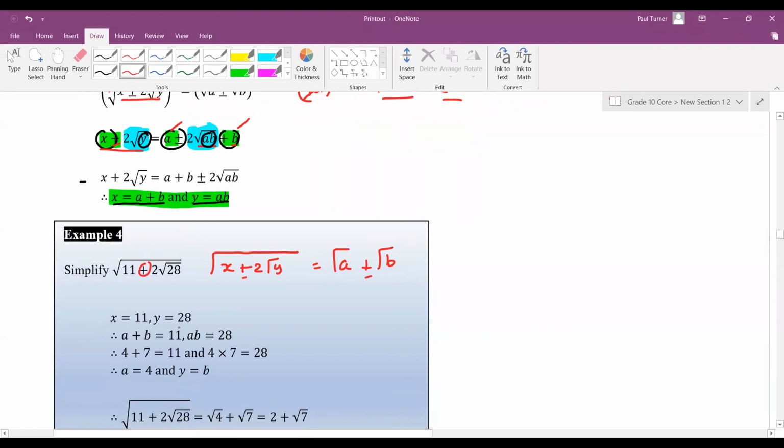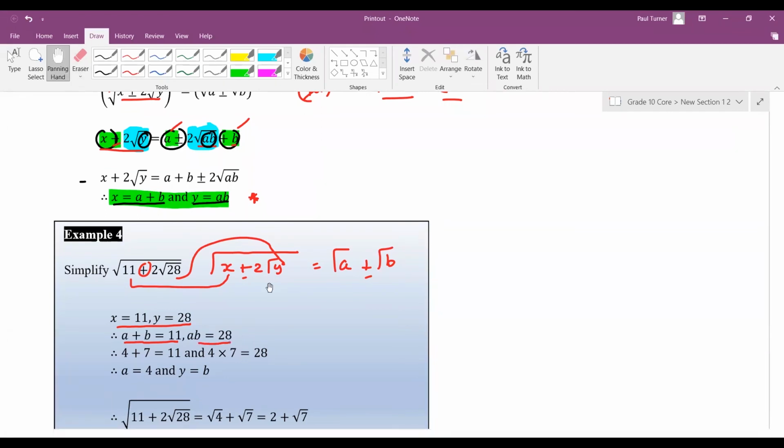Okay. So from that equation, X is 11. Okay. And then Y is 28. So that's written here. And our simultaneous equations are here. So X is A plus B. So A plus B is 11. And Y is AB. So AB is 28.